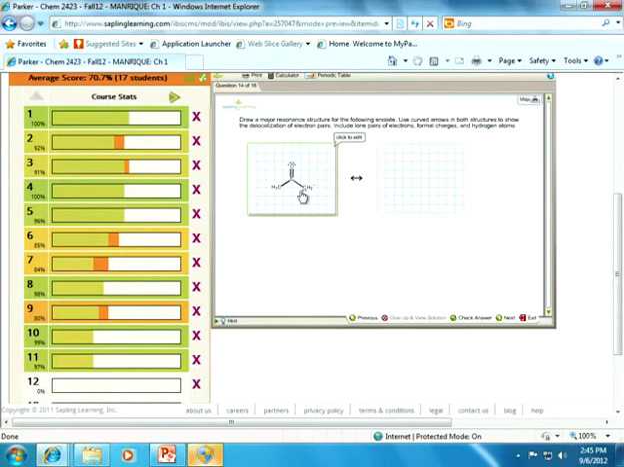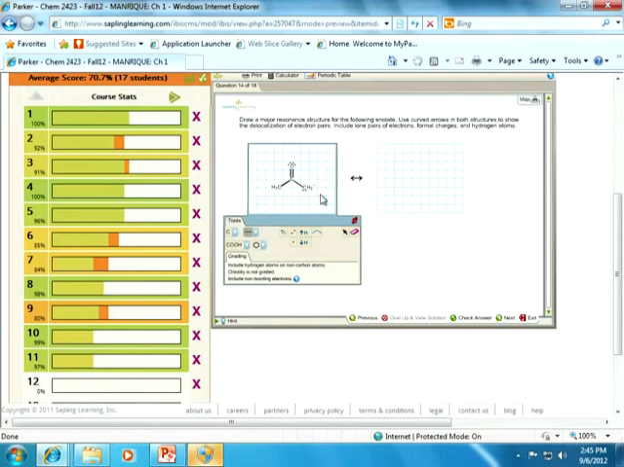Okay, do you see here? This is similar to what we've been doing. It gives you one structure, and you want to draw the next one. So let's do this one together. Let me click on here. Can you see this really well? Okay, there's a negative right there.